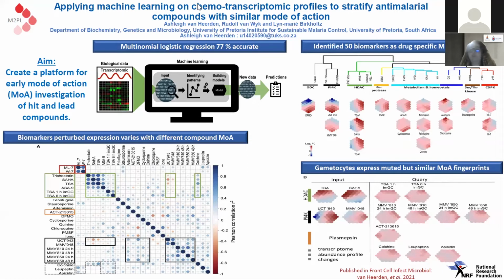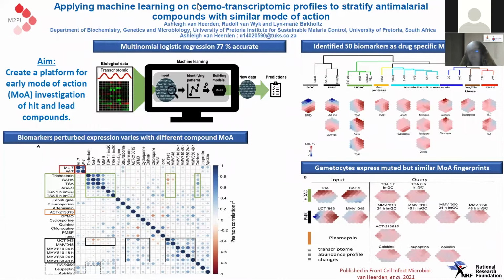Now, from the models that we built, multinomial logistic regression was the most accurate and stable model. So we utilized this model to rank the genes and see which genes contributed the most in helping the model identify the mode of action. And from this, we identified 50 biomarker genes that could function as mode of action fingerprints.